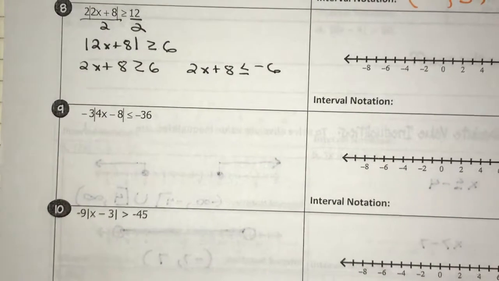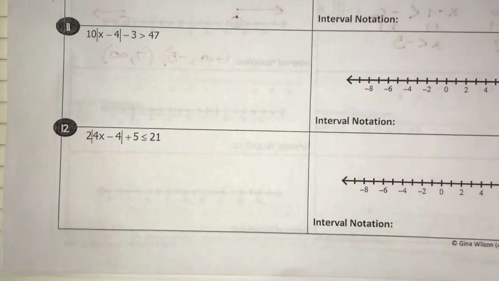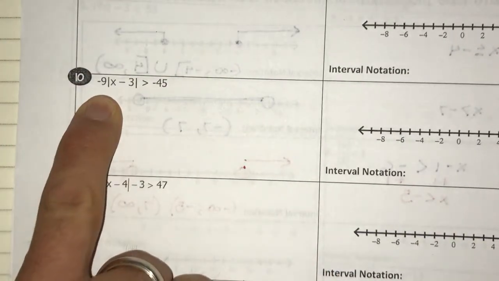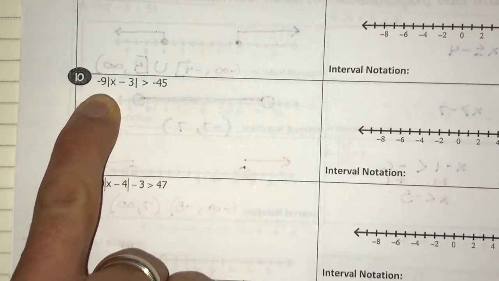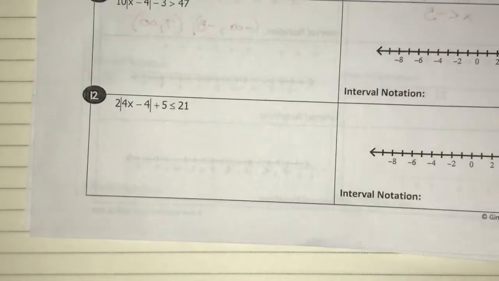Okay, let's jump down and do one more. Let's do number 12. Now, just to point something out, what would I do if I divided by -9 here? What would I have to do to my sign? You have to flip the sign around, okay? So make sure that rule still applies. Okay, jump down to number 12.